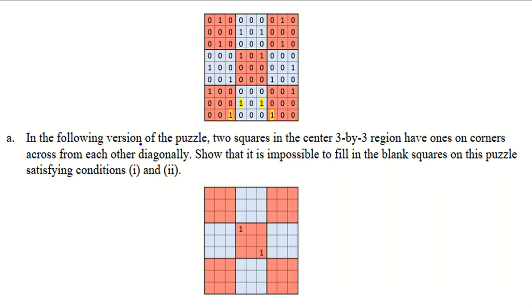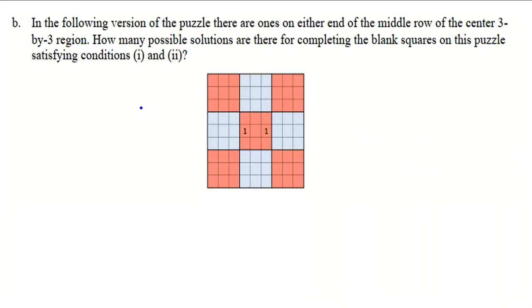In the following version of the puzzle, 2 squares in the center 3 by 3 region have ones on corners like this, across from each other diagonally. Show that it is impossible to fill in the blank squares on this puzzle satisfying conditions first and second. Okay, so let's see why.